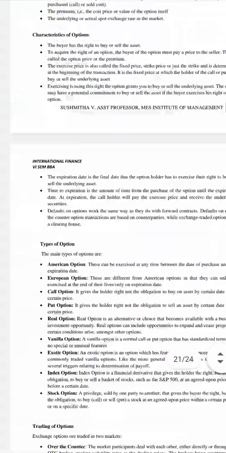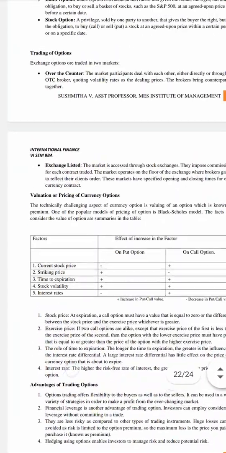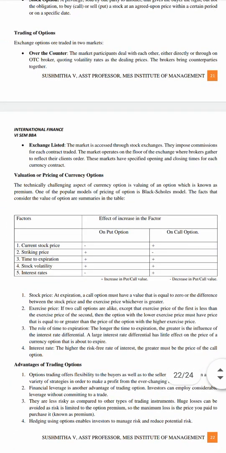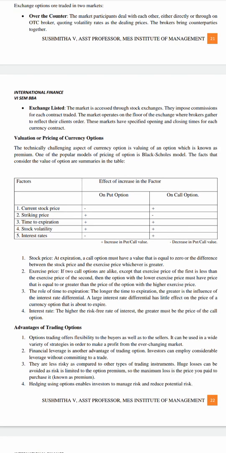Then trading of options. When it comes to trading of options, you have two types: one is over the counter, then exchange listed. Over the counter is where you directly deal between the counterparties, and the brokers usually bring the counterparties together on a single platform and settle the transaction. Exchange listed is when the options are listed on the standardized stock exchanges and executed through the proper exchange flows, then it is called exchange listed options.